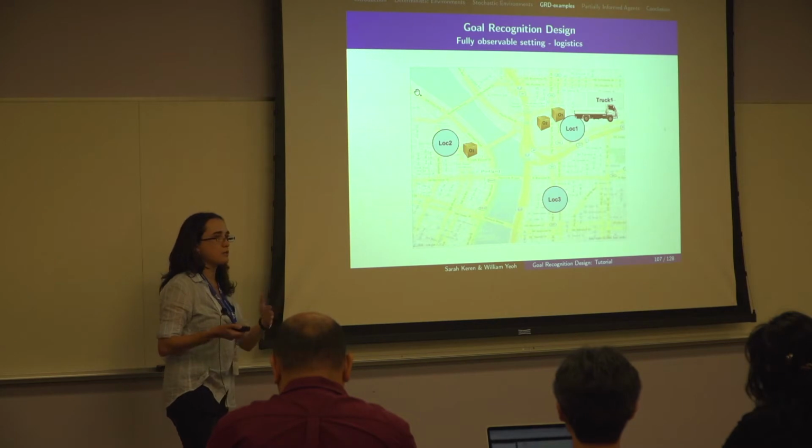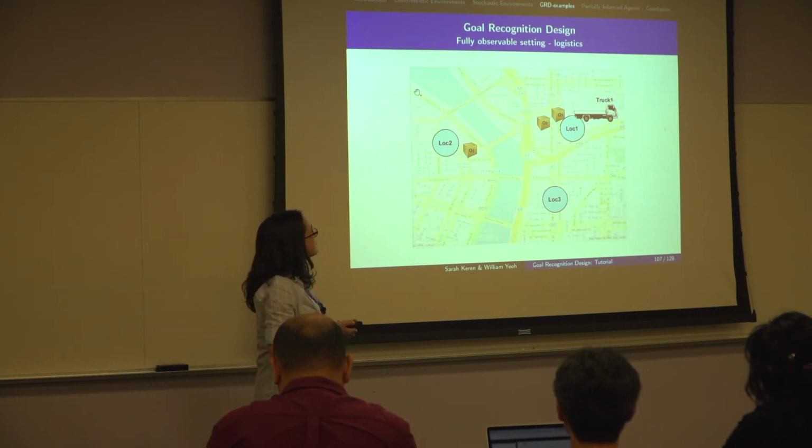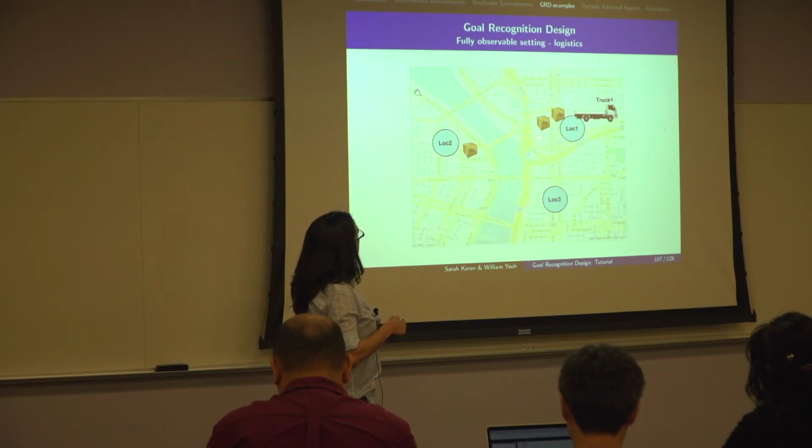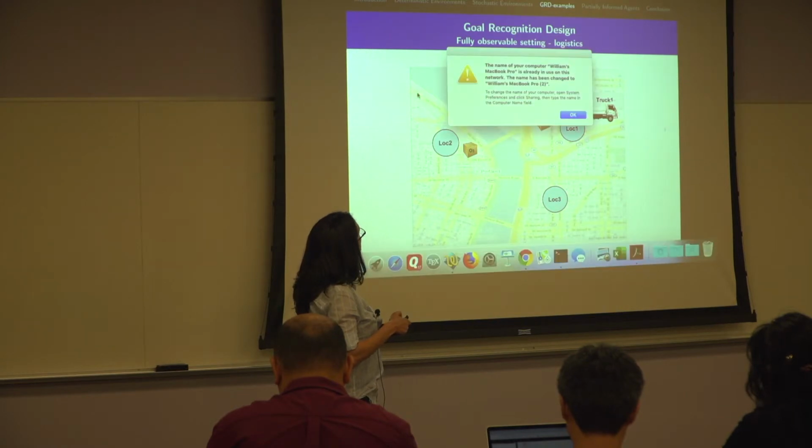So think of this as a logistic problem, where we have, hopefully you know this very standard IPC domain, a truck or multiple trucks. In this case, we only have one, and we have packages that need to move between locations. In this case, we have 3 locations. We have 3 boxes, object 1, object 2, and object 3.